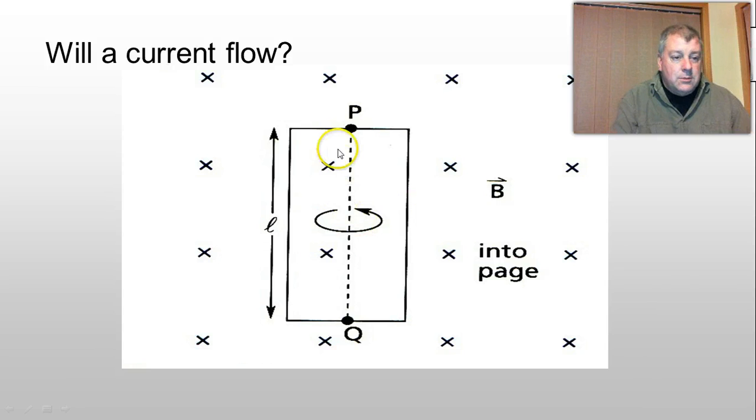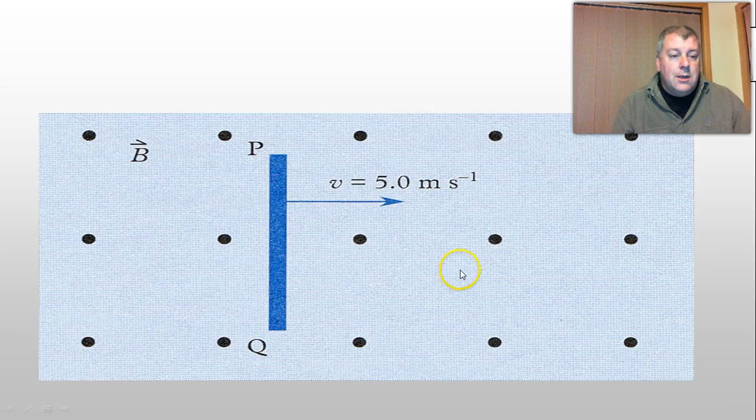This coil is getting rotated around this axis, so will a current flow? Yes or no? Pause it and work it out. Okay, get the answer? Yes. Okay, in this one, which one will become positive and which one will become negative? Should be getting all these correct. Ready for the answer?